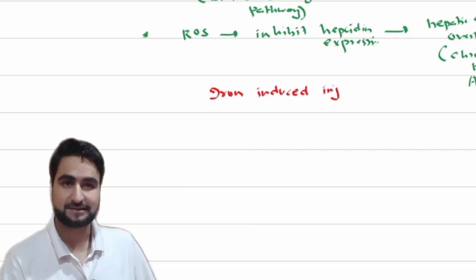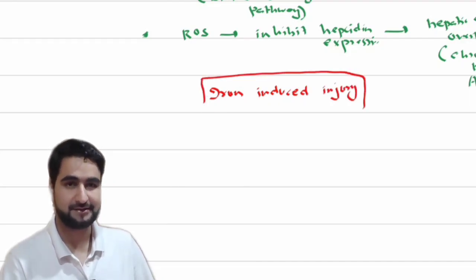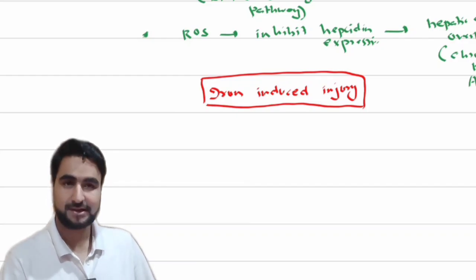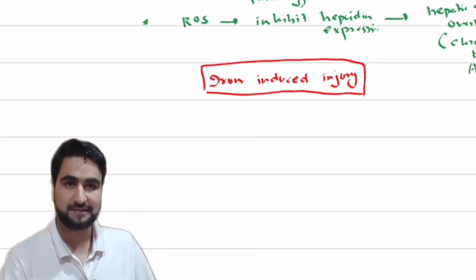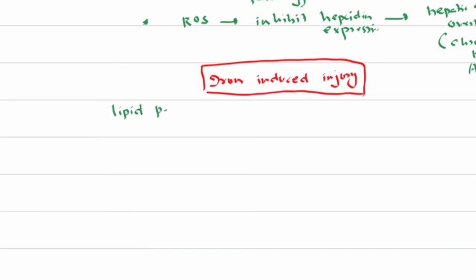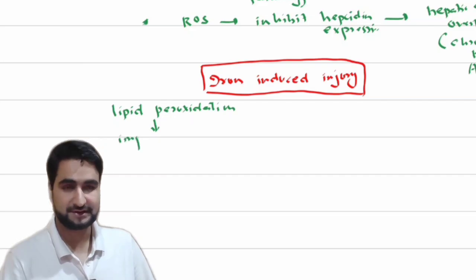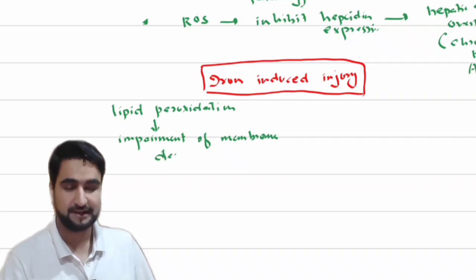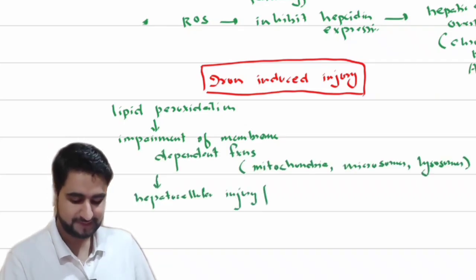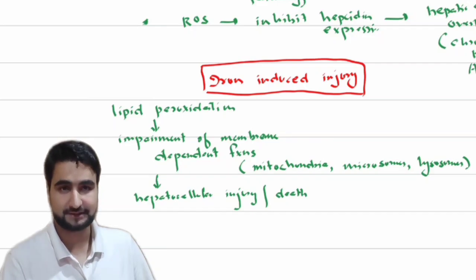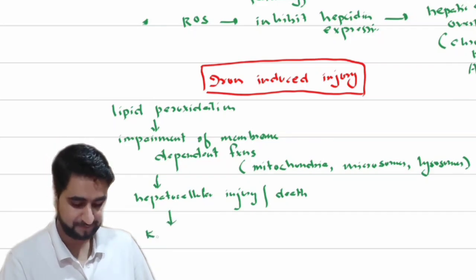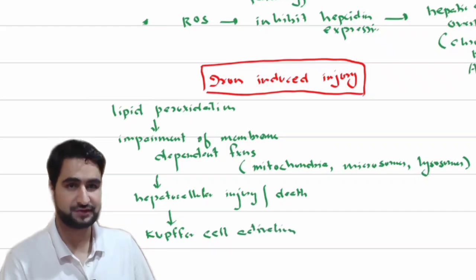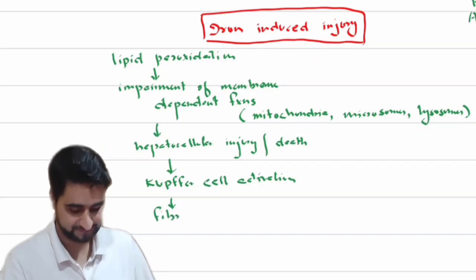So what is the mechanism of injury to hepatocytes by iron, which we call iron-induced injury? Iron causes lipid peroxidation of membranes. When there is lipid peroxidation of membranes, there is impairment of membrane-dependent functions like those of mitochondria. As a result, there is hepatocellular injury and death of hepatocytes, which leads to Kupffer cell activation and eventually stellate cell activation, which leads to fibrosis and eventually cirrhosis.